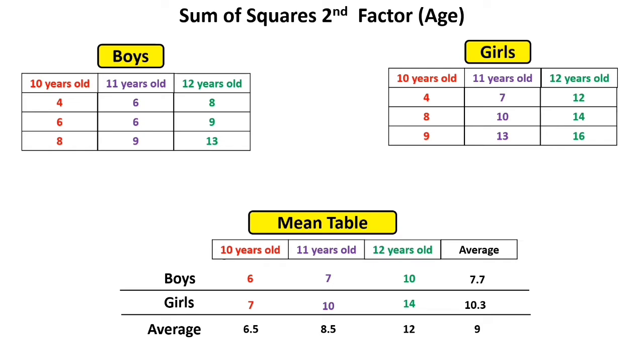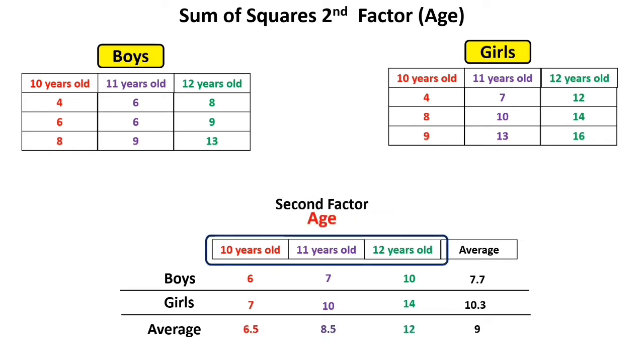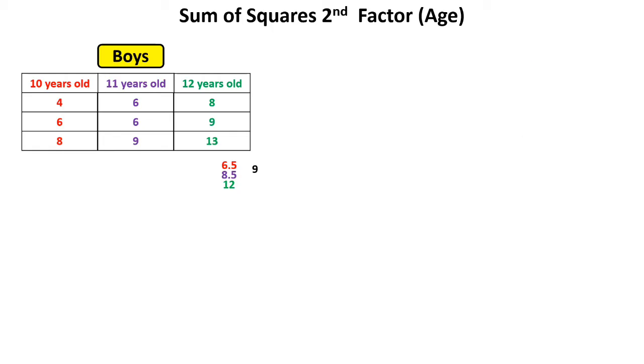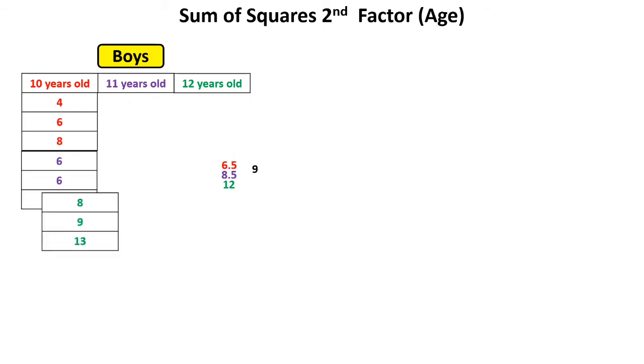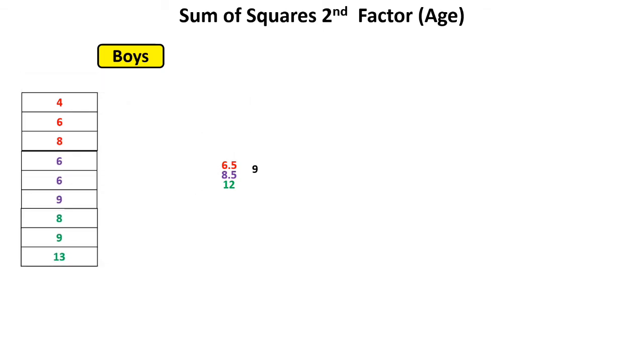Let's bring back our tables. Now I'm going to take the average values for each of these columns from each of the age groups, and I'm going to compare it against the grand total mean. So I'll take the boys' data into one column again. Take note that I use a color coding for each age group. Red is for 10-year-olds, so it's 6.5. Blue is for 11-year-olds, so that is 8.5. And green is for 12-year-olds, and that is 12.